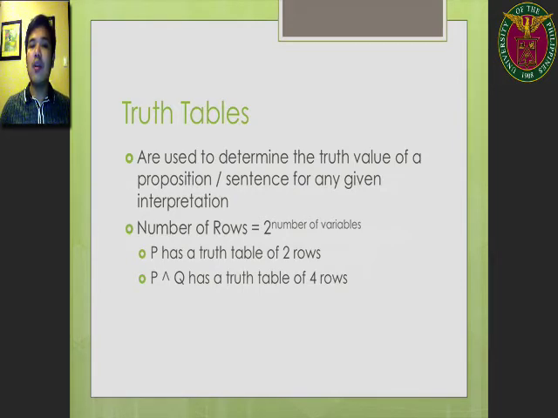How do you get the number of rows of a certain table? You'll just have to get the number of variables of the expression and then you use it as a power of 2. So the number of rows is equal to 2 raised to the number of variables. So for this example, just P has a truth table of 2 rows because it's just one variable, and 2 raised to 1 is 2. What about P and Q? P and Q has 2 variables, so 2 raised to 2 is 4. That's why the truth table for P and Q has 4 rows.